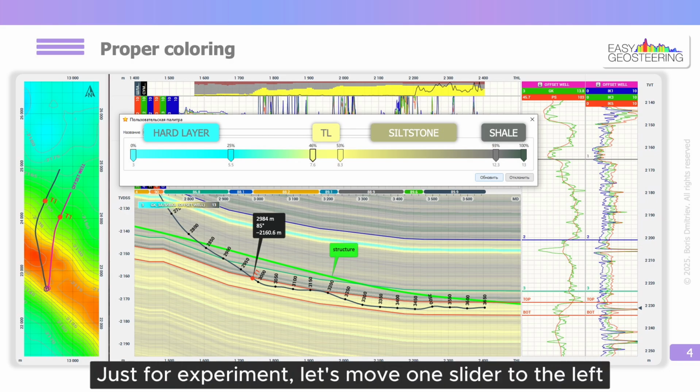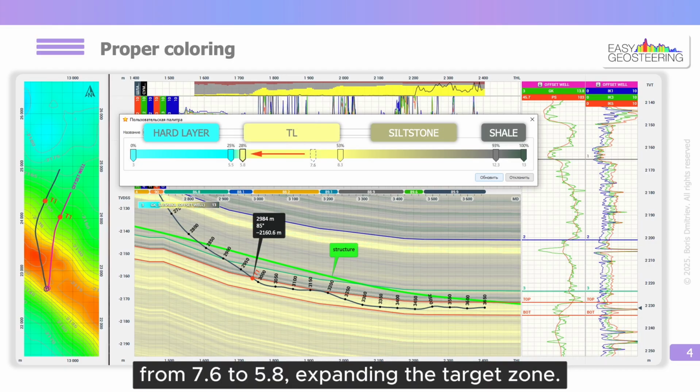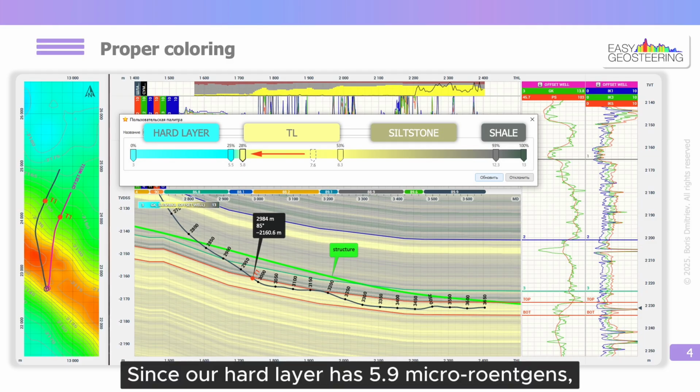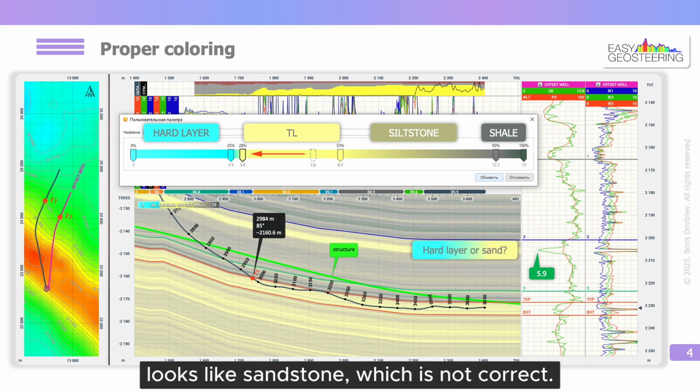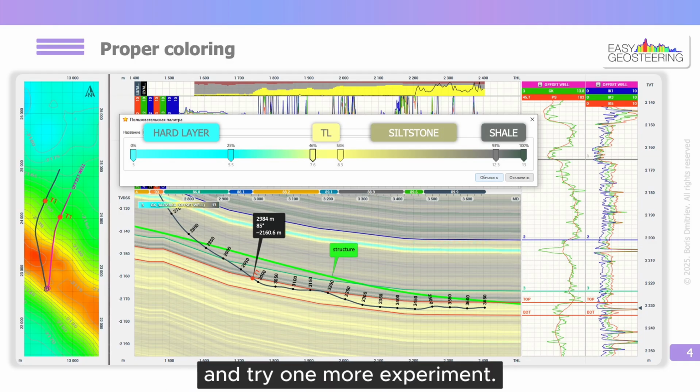Just for experiment, let's move one slider to the left from 7.6 to 5.8, expanding the target zone. Since our hard layer has 5.9 microroentgens, it will turn yellow, and visually it now looks like sandstone, which is not correct. Okay, let's return to proper coloring and try one more experiment.